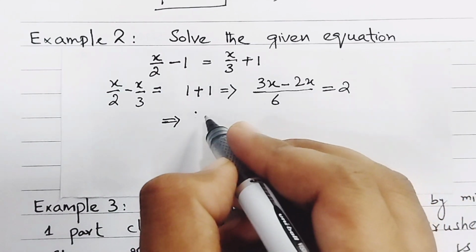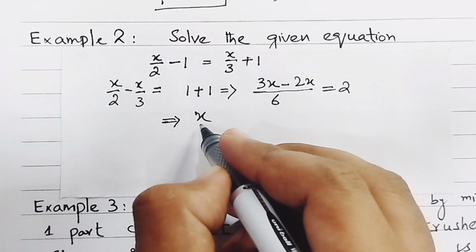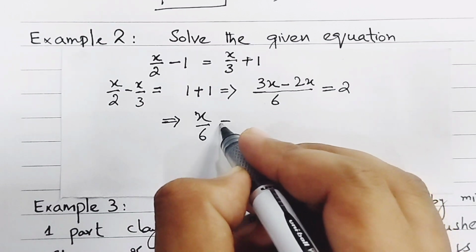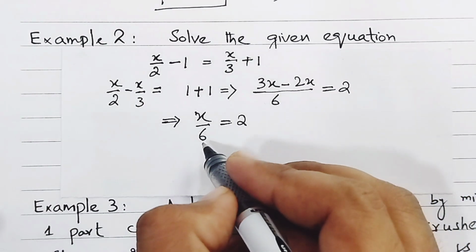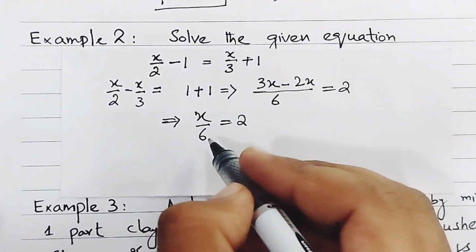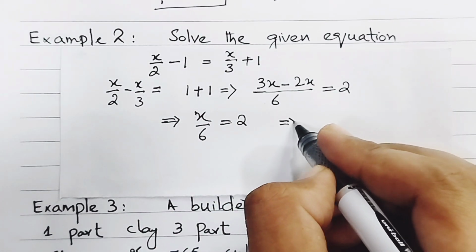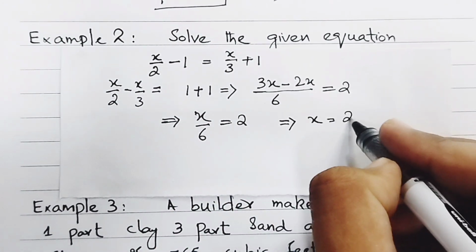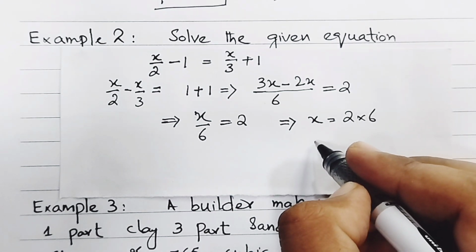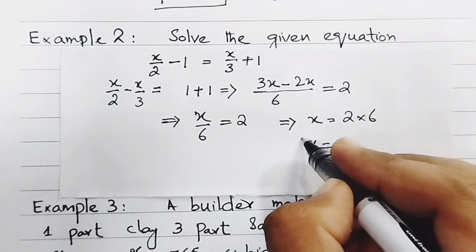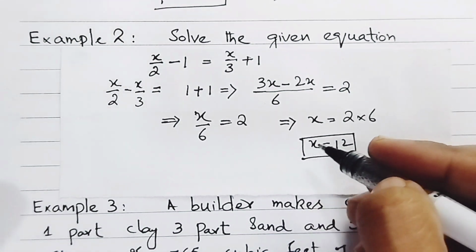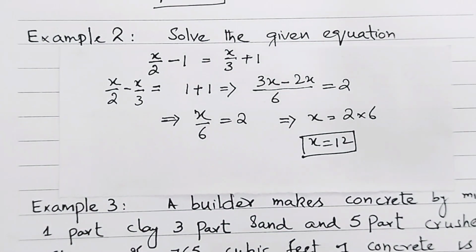3x minus 2x is equal to 2, so x over 6 is equal to 2. Now 6 is in the division part, so it will multiply on the other side. x is equal to 2 multiplied by 6. Now x is equal to 12. This is the answer of this question.